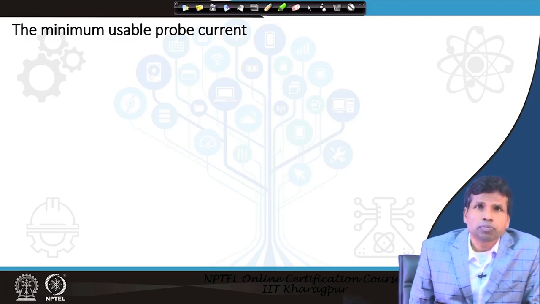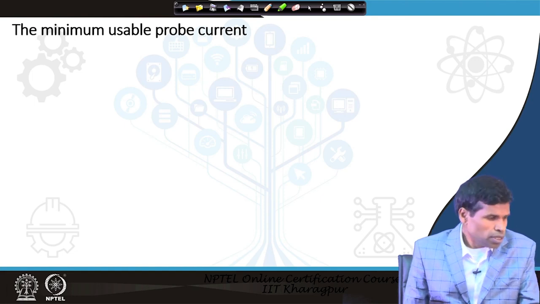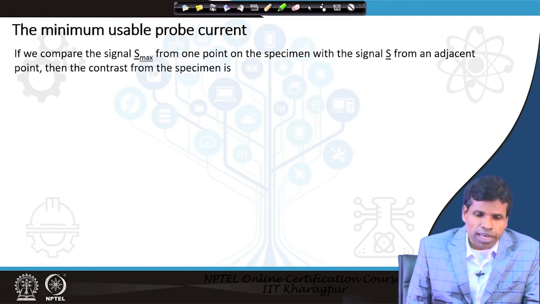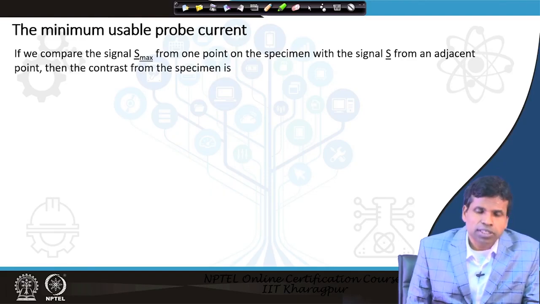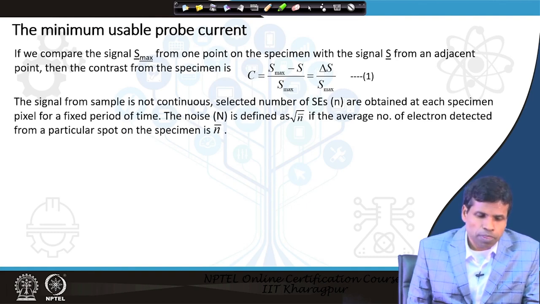How much minimum probe current is necessary to get the information which would allow us to get a SEM image? If we compare the signal S max from one point on the specimen with the signal S from an adjacent point, then the contrast from this specimen will be C is equal to S max minus S divided by S max, or del S by S max.